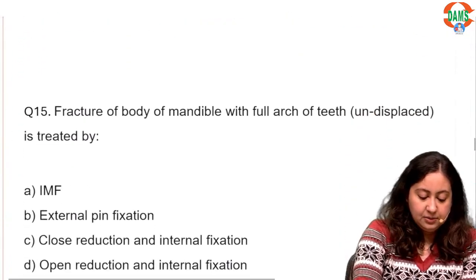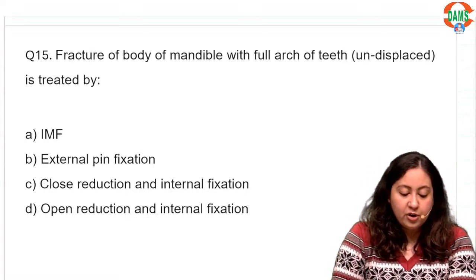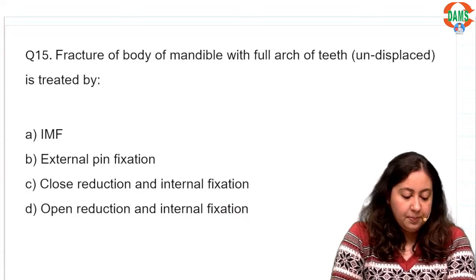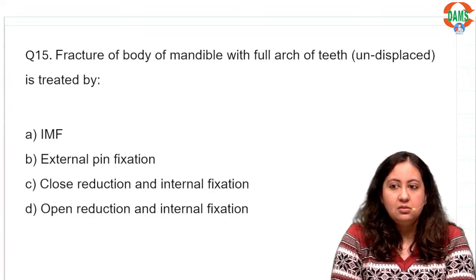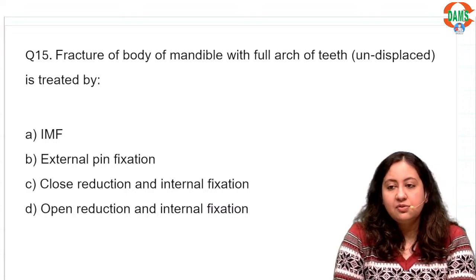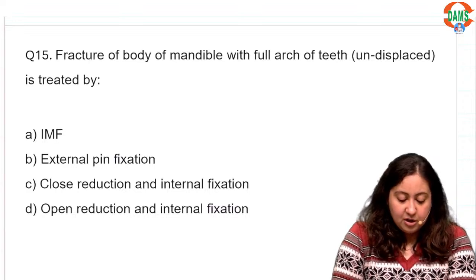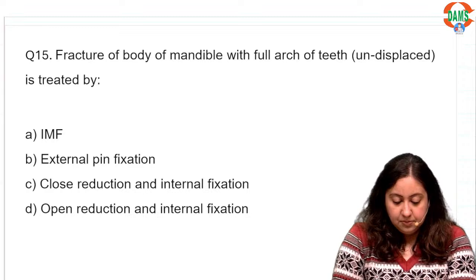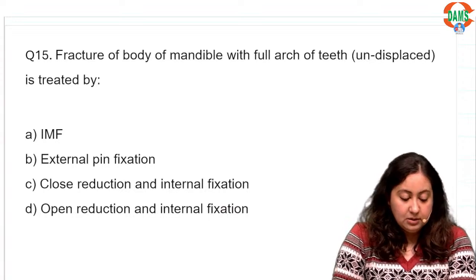We'll go on to the next. Now again, question 15, fracture of body of mandible with full arch of teeth is treated by undisplaced. Now this can be undisplaced teeth also and undisplaced fracture. So if teeth are undisplaced, that means fracture is also undisplaced. So option A is IMF, B is external pin fixation, C is closed reduction and internal fixation, and D is open reduction and internal fixation. So what would be your answers? Please tell me your answers.